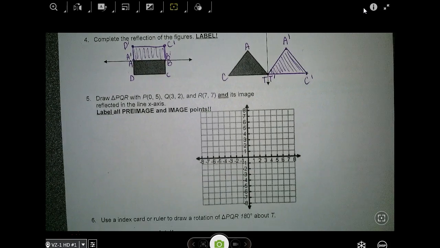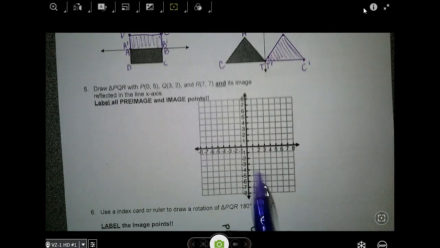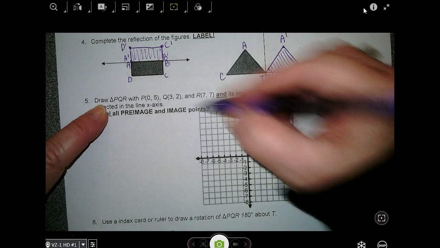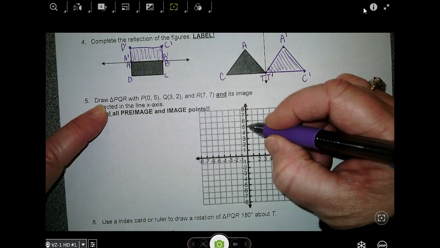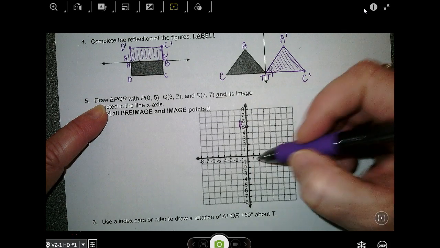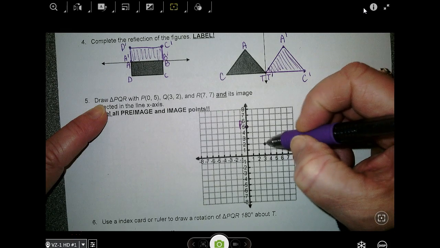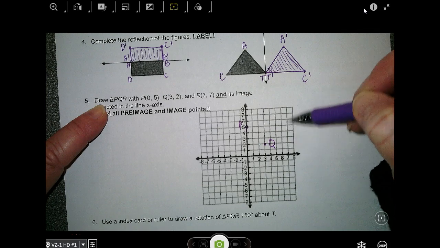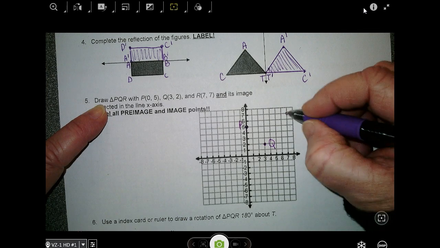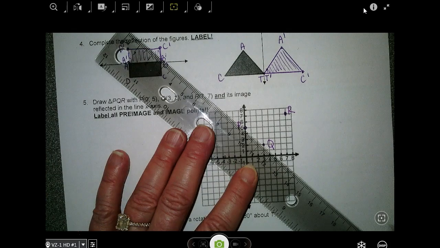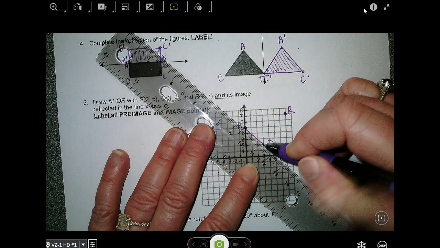Okay, since I've got to do this rotation at the bottom of the page, I'm going to just go ahead and do this one right now on here, using the document camera. So I'm going to plot the point 0, 5. You've got to plot your original figures. Label that P. 3, 2, right 3 up 2, Q. And 7, 7 is R. And use your straight edge maybe to make a nice triangle and connect your points.